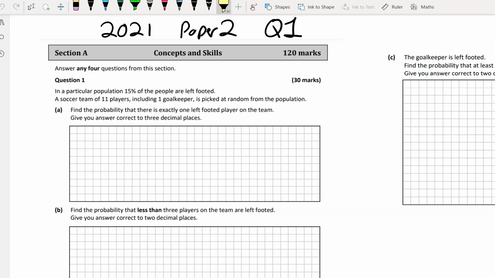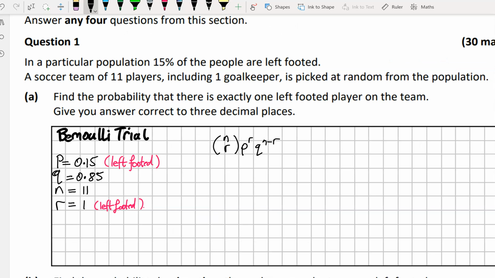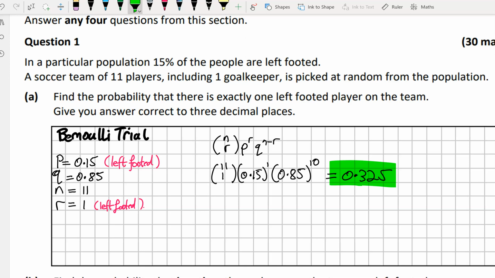We can do a simple Bernoulli trial here. So we can let P, the probability of being left-footed, be 0.15. Therefore Q, the probability of not being left-footed, is 0.85. N is 11, that's the number of trials or number of players, and R is the number of left-footed people we want, which is 1. Filling that into our binomial theorem gives us 0.325.